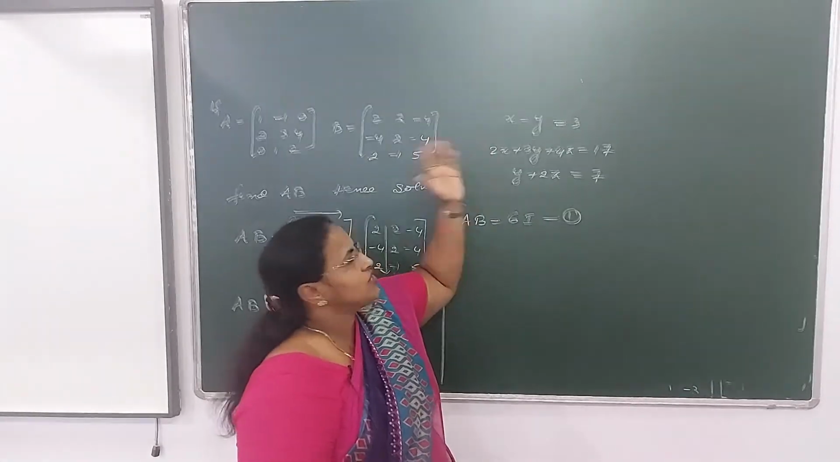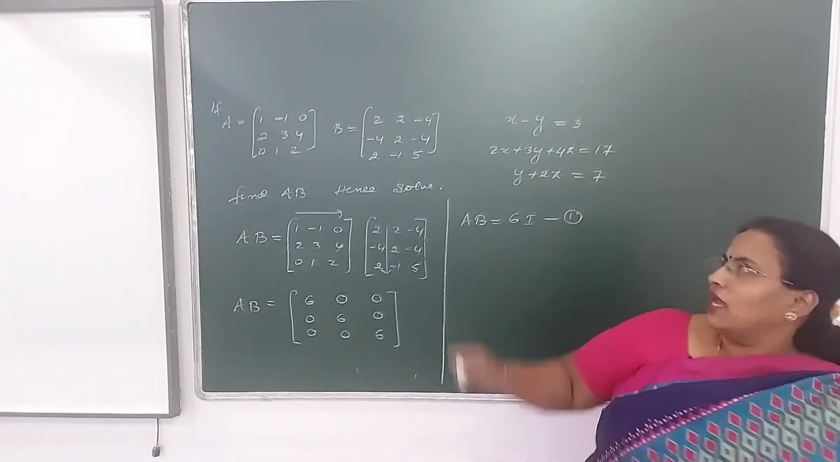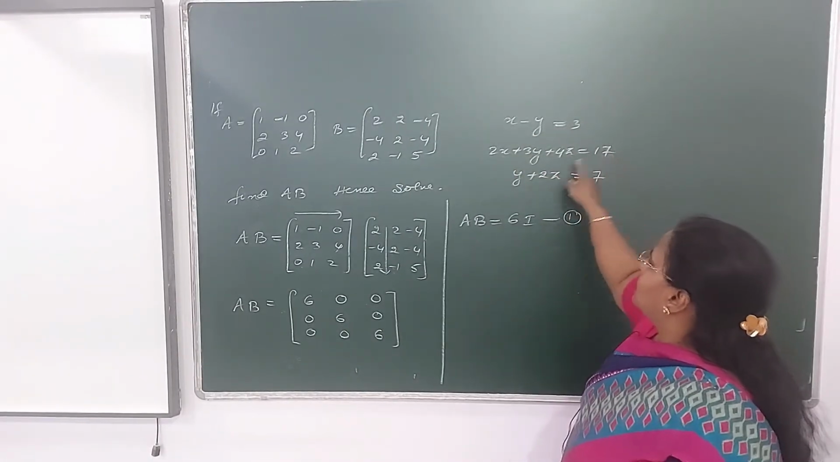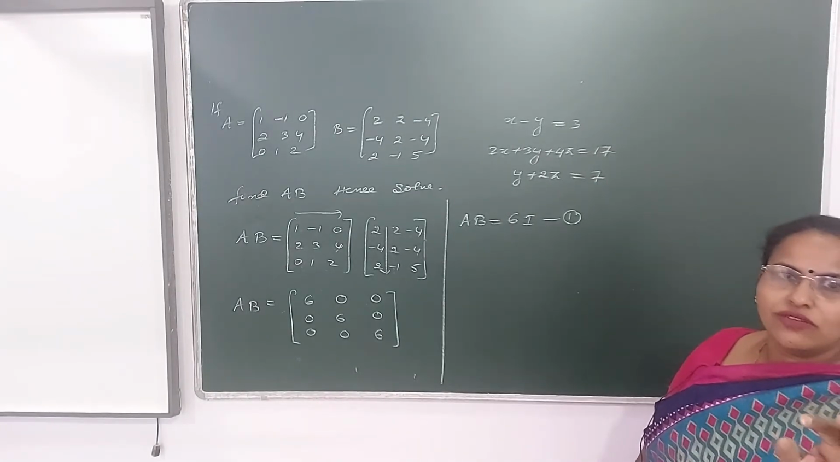So now come back to this question. You have to solve this equation: x minus y is equal to 3, 2x plus 3y plus 4z is equal to 17, y plus 2z is equal to 7. So the procedure, how to start?